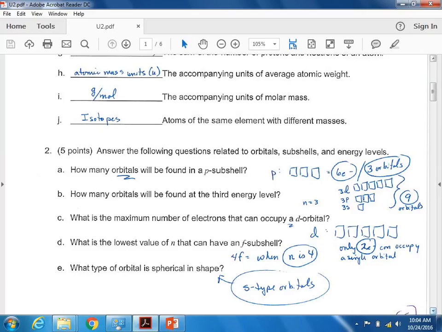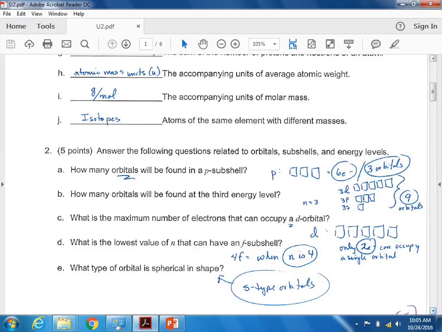B, how many orbitals are found at n equals 3? This is where I did the onion on the board. When n equals 1, there's only one type of subshell. When n equals 2, we have 2s and 2p. When n equals 3, that's when we get the 3s, 3p, and 3d. If you add up all of those orbitals, it's 9. There's a quick and dirty way: it's actually n squared, if you want to know how many orbitals there are in a given principal energy level. So 3 squared is 9.